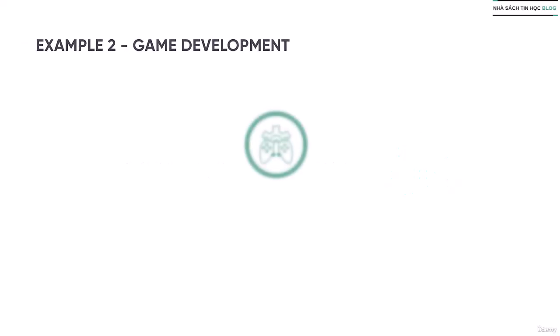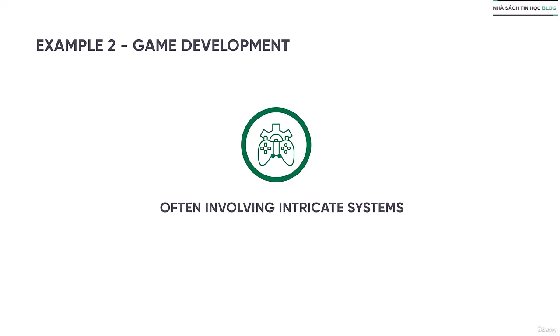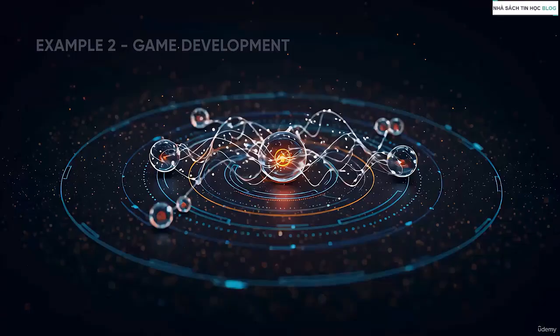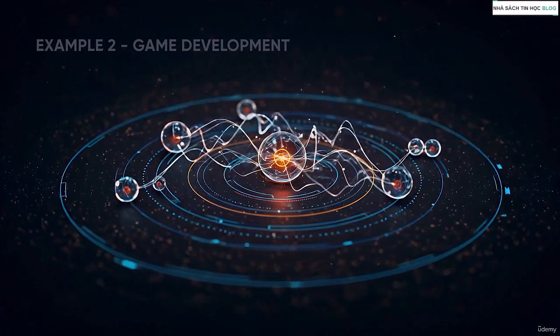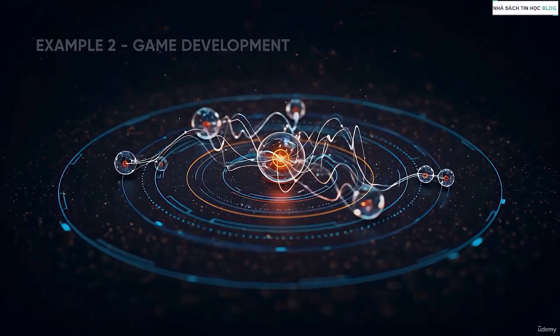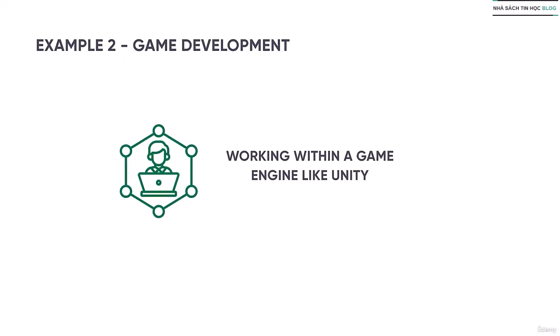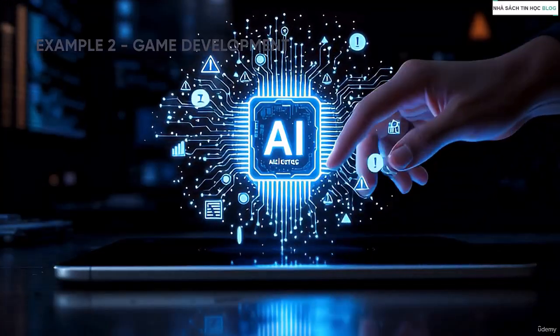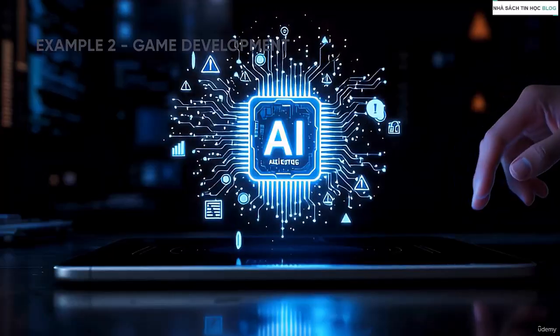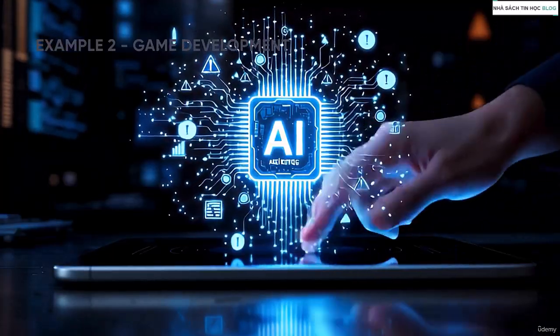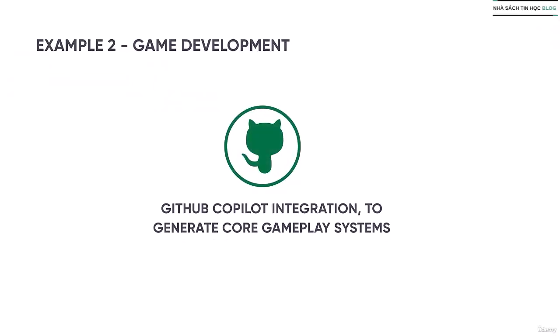Now, another example. Game development can be incredibly complex, often involving intricate systems. We are seeing solo developers and small teams leveraging AI to streamline this process. Consider a solo developer working within a game engine like Unity. Instead of writing every line of C sharp code for basic game mechanics, they used an AI integration, similar to a GitHub Copilot integration, to generate the core gameplay systems.